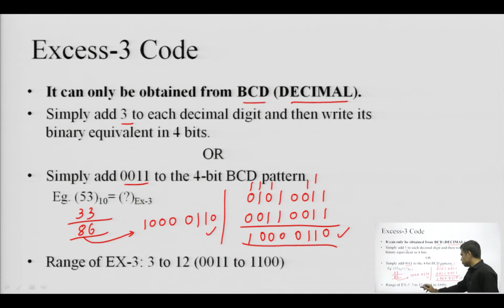So, this 3 to 12 becomes the range of this excess-three number, which is represented by 0011 to 1100 in binary equivalent. Okay. So, this is all about excess-three codes.